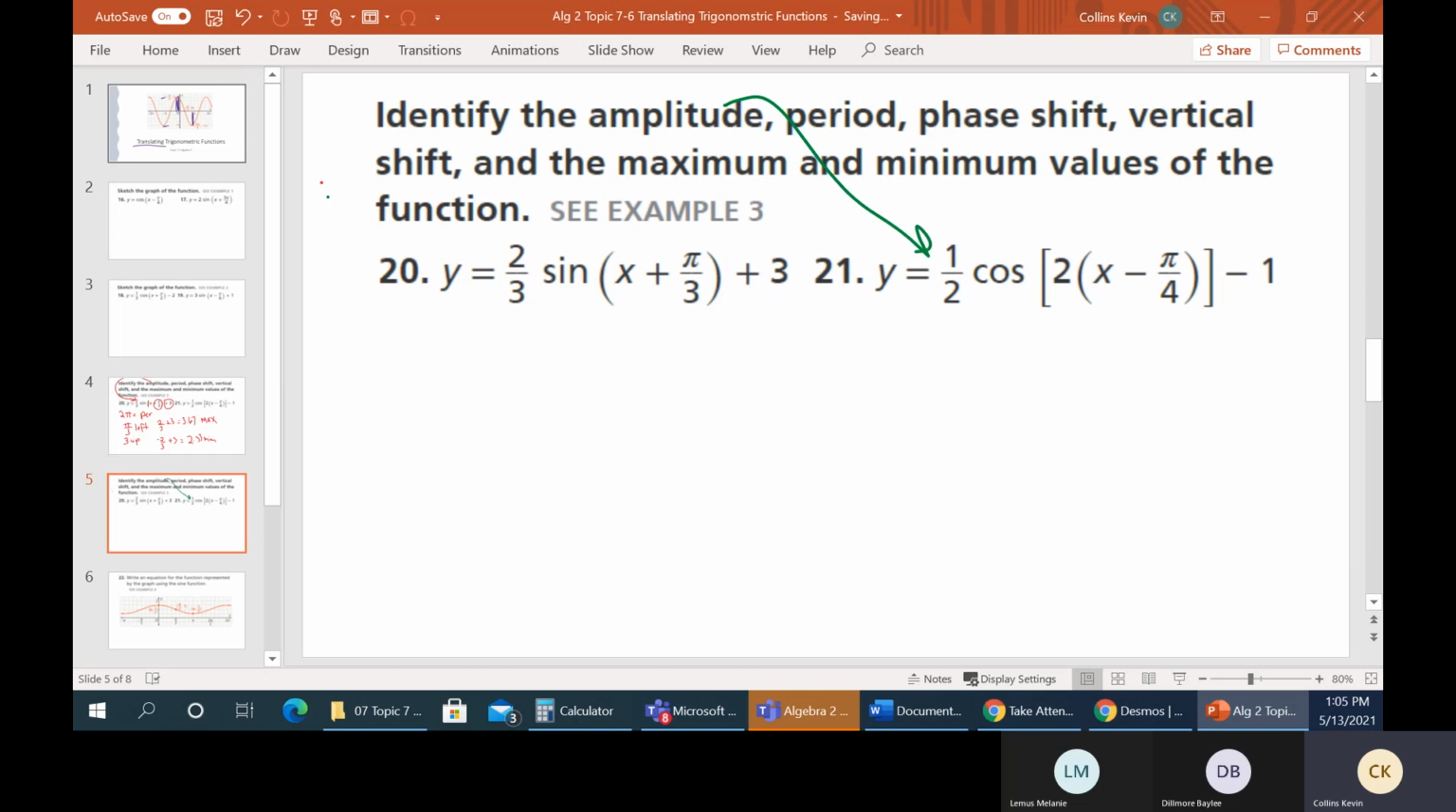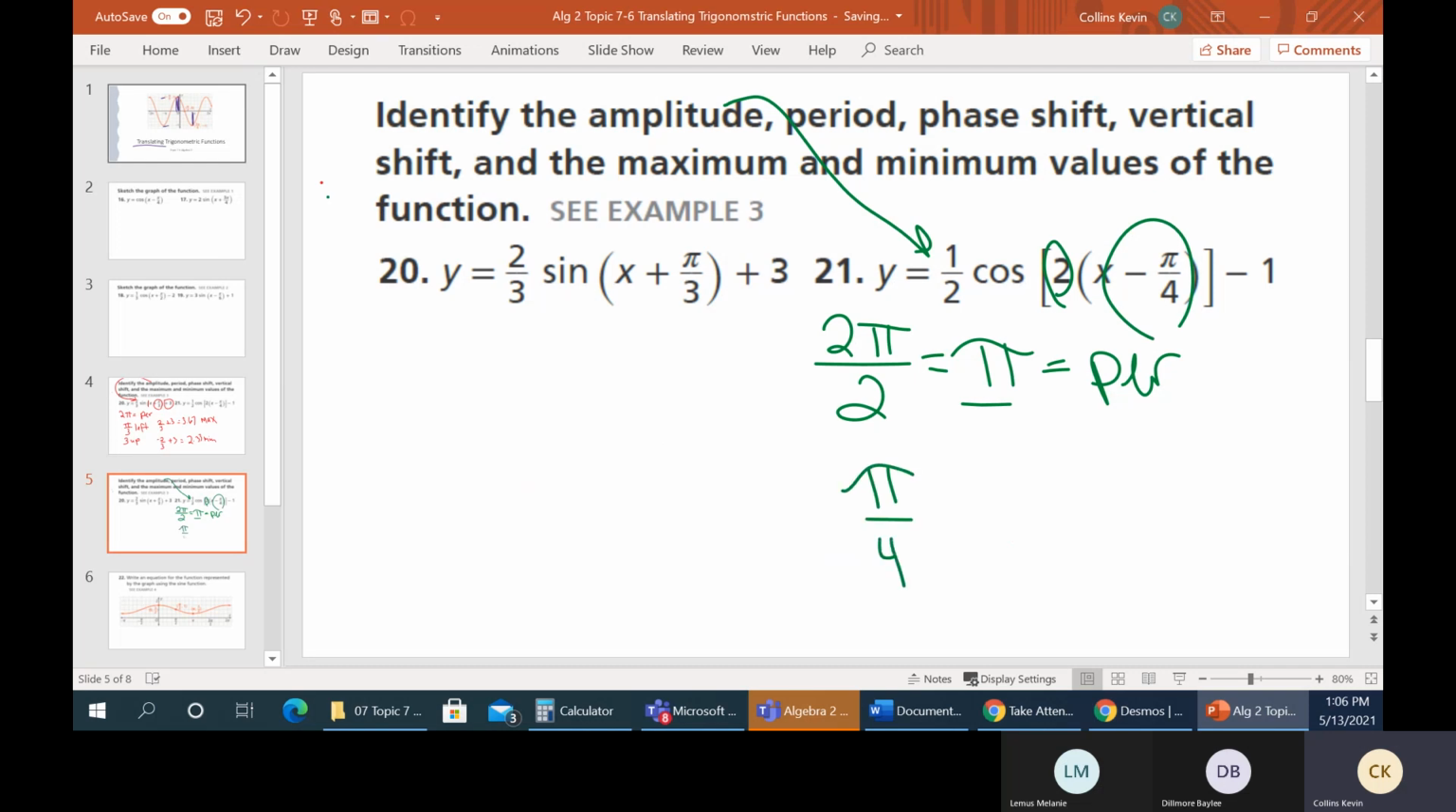All right, the period. Notice this time we do have a number in front here, don't we? So that means that the period is going to be 2 pi, because that's the standard for cosine, divided by 2. So our period this time is going to be pi. That's our period. Okay? So it's going twice as fast, so we get there in half the time. Cool? All right, so then our phase shift here is going to be pi over 4 to the right.